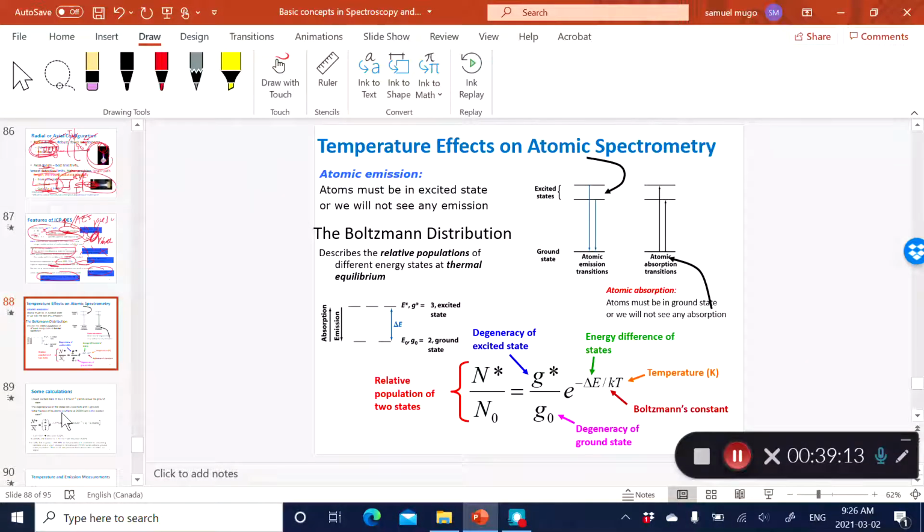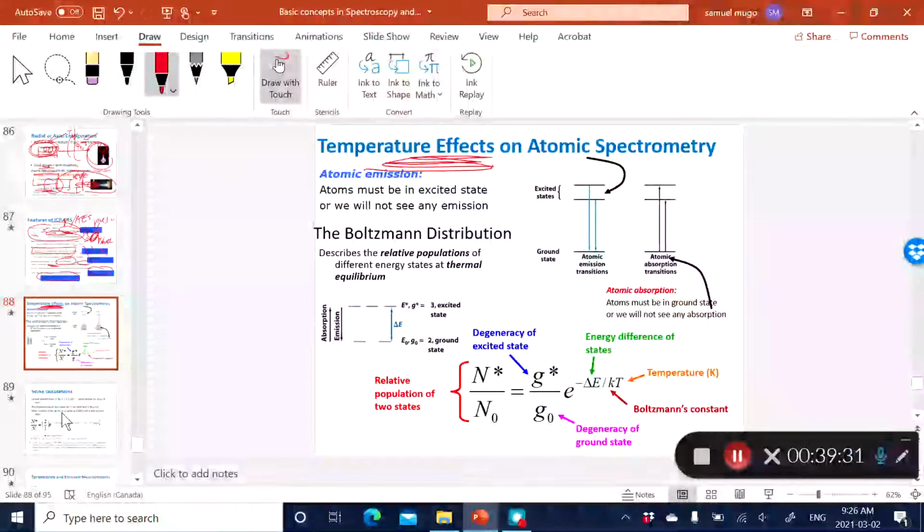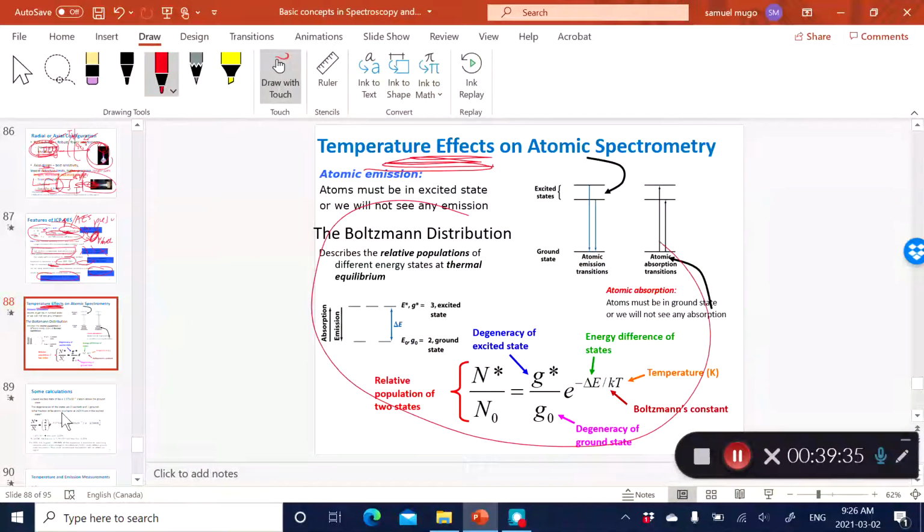Now, it's important to remember that you need the temperature of the ICP to be very, very stable, because it really affects your signal. In fact, you're totally dependent on the temperature being stable for you to get good precision. And the basis for that is the so-called Boltzmann distribution.